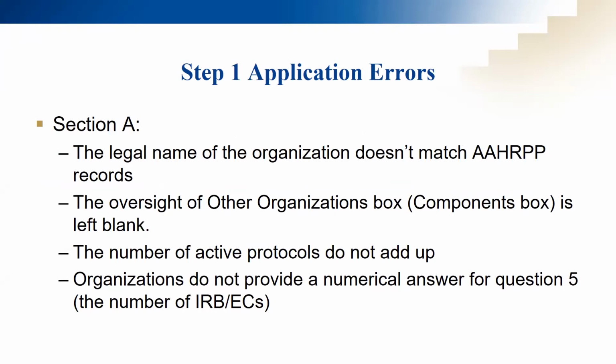I want to highlight some common Step 1 application errors, so hopefully you can avoid them when preparing your Step 1. For Section A, the legal name of the organization doesn't always match AAHRPP records. The oversight of the other organizations box, which is the components box, is left blank. The number of active protocols do not add up. Organizations do not provide a numerical answer for question 5 when asking the number of IRBs or ethics committees.